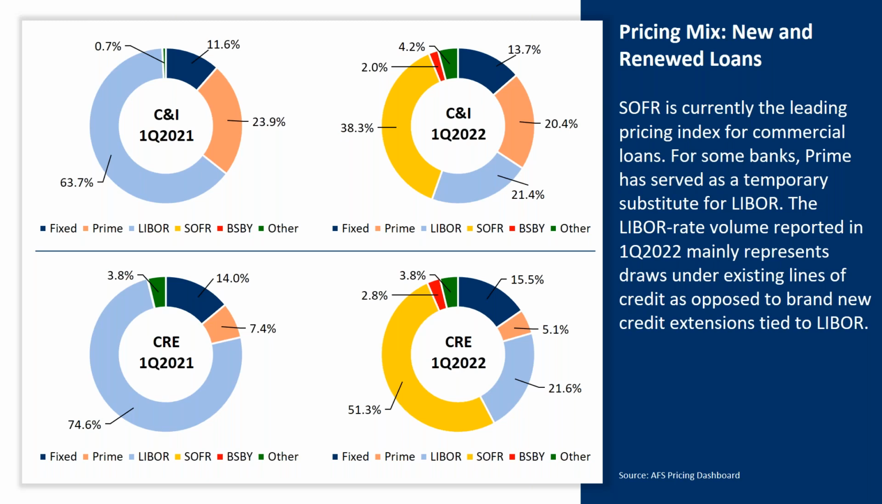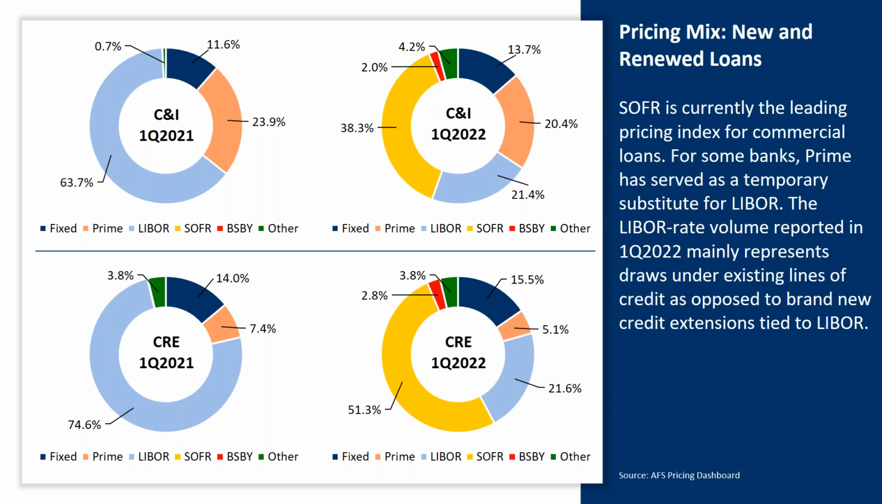A year ago, LIBOR was the predominant index in the commercial loan space. You can see for C&I loans, which are the top two distributions, a year ago, LIBOR was approximately 2/3 of all C&I volume. LIBOR is that light blue slice on that donut chart there. But as of March of this year, 1Q22, LIBOR was only approximately 1/5 of the total volume. That still seems like quite a bit given this stage in the transition cycle.